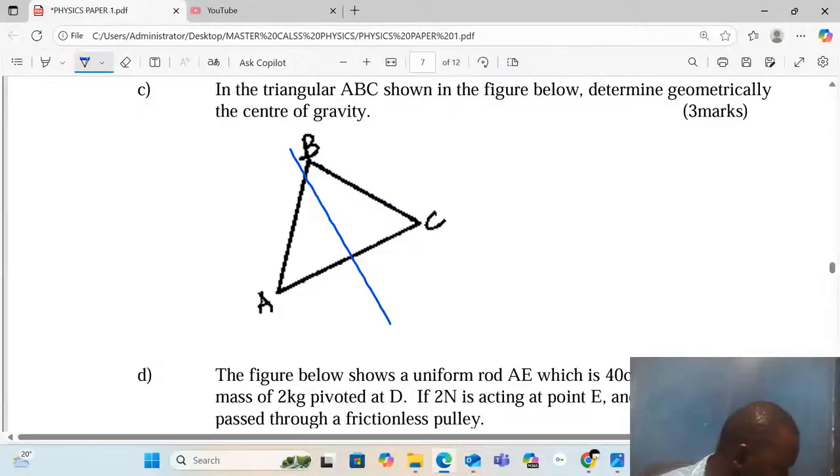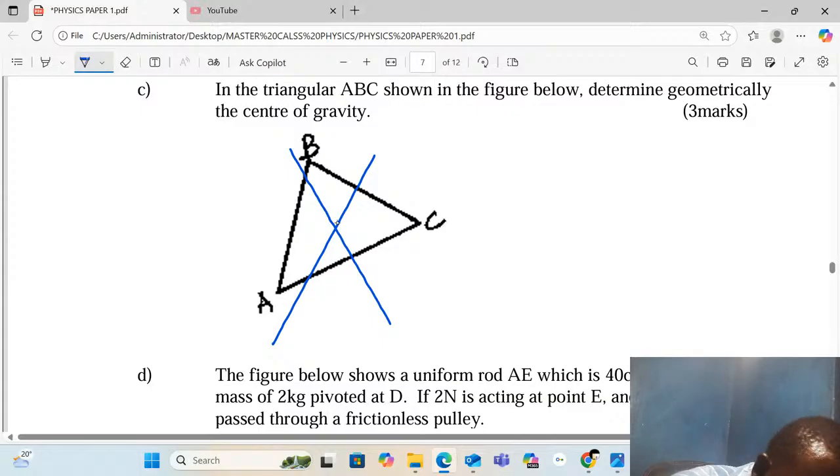Then I move to the next one. Suppose I pick AB, or whichever the case. If I pick CB, like this, then I bisect again, like that.